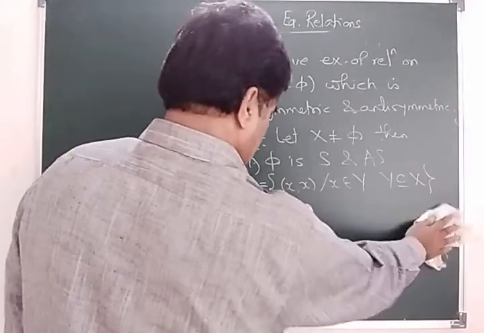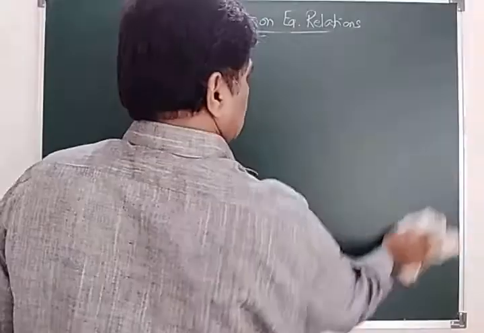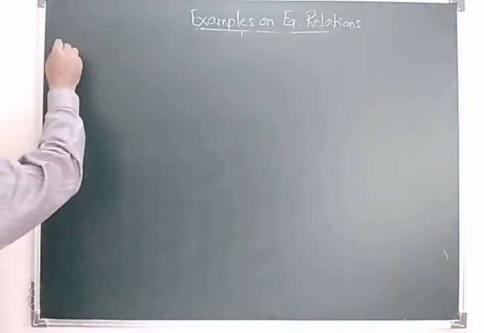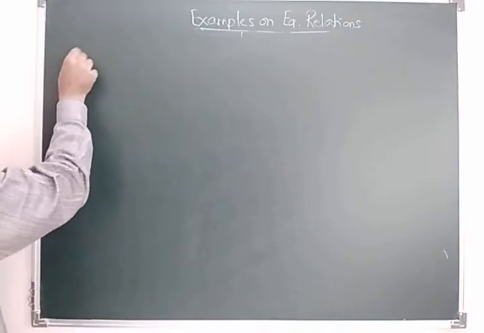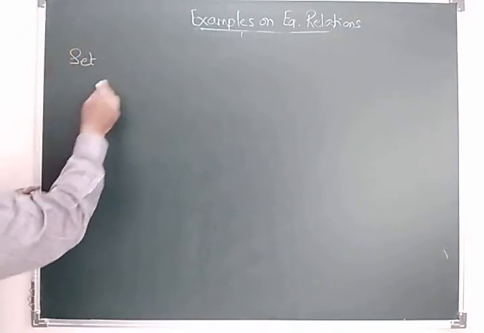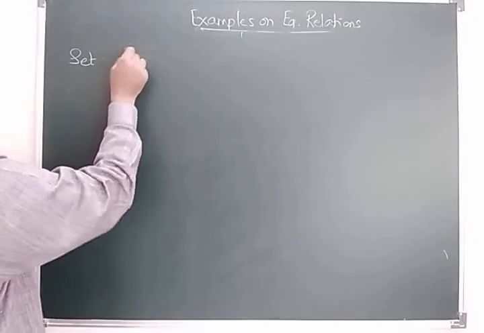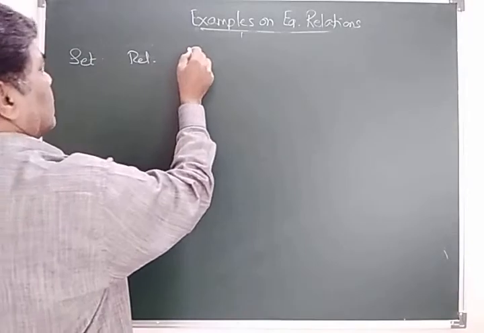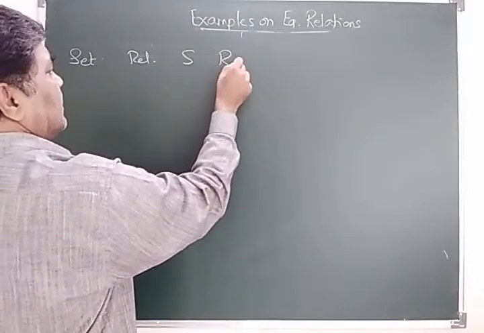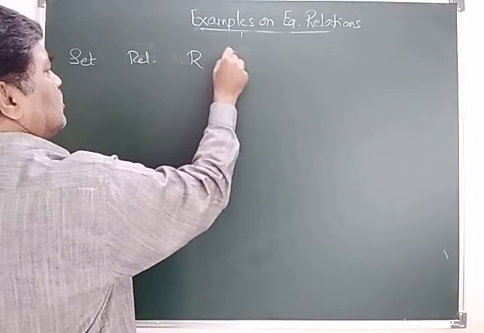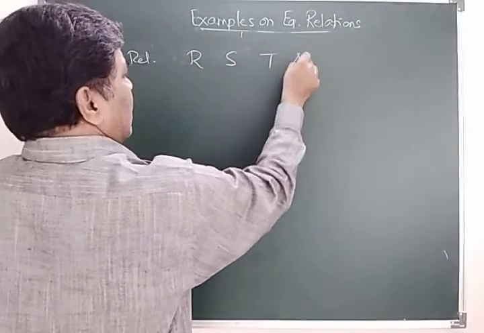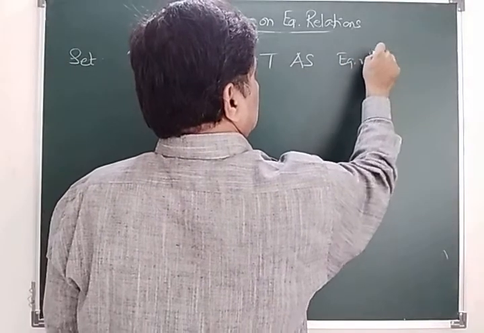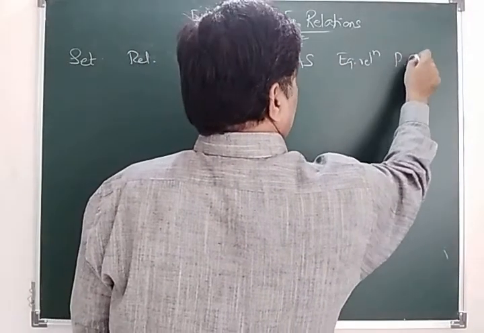Now, for a relation on a set, we check whether it is reflexive, symmetric, transitive, antisymmetric, an equivalence relation and a partial order relation.